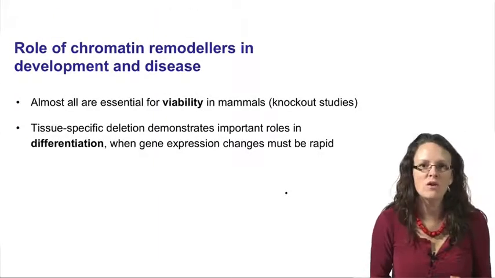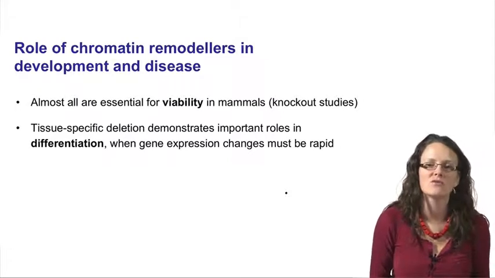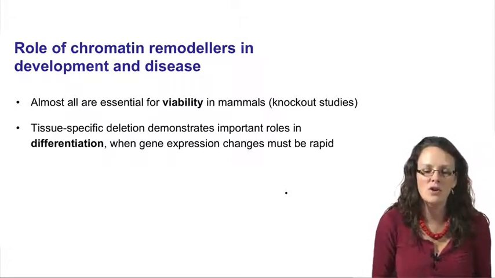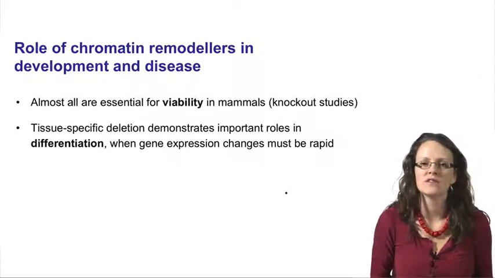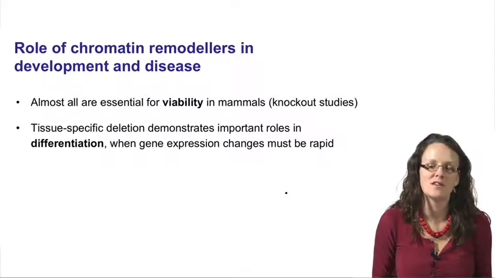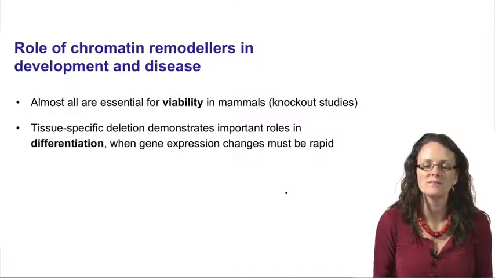So we know that chromatin remodelers are really essential for viability, and we know this from studies that have been performed in mouse. So in mice, what they've done is they've produced knockout strains of mice. So this means that they've deleted particular genes. And if they delete factors that are involved in chromatin remodelling, then this is incompatible with life.